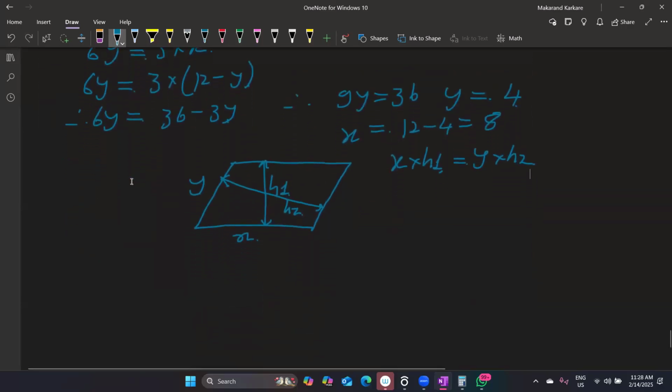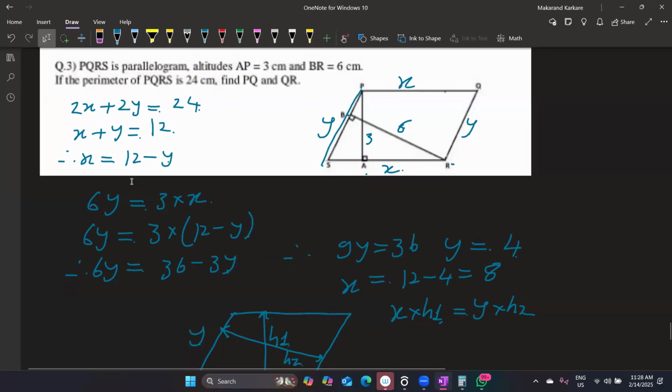So here, what is given to you? One perpendicular distance between two parallel lines is 3. Another perpendicular distance is 6. Does that make sense?